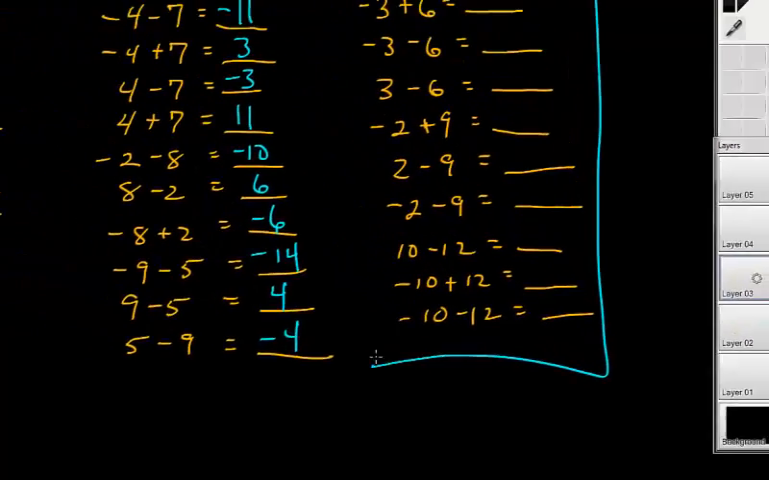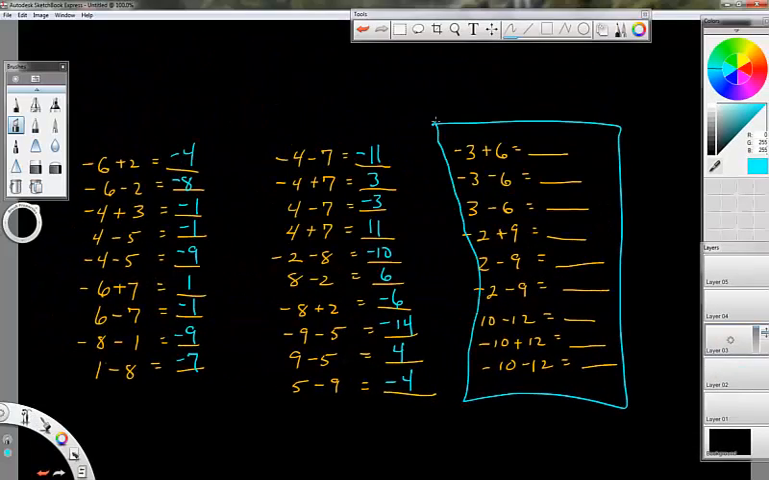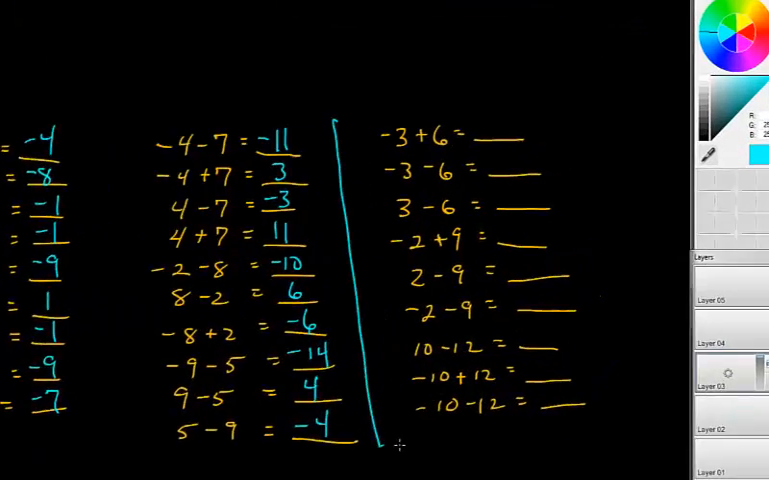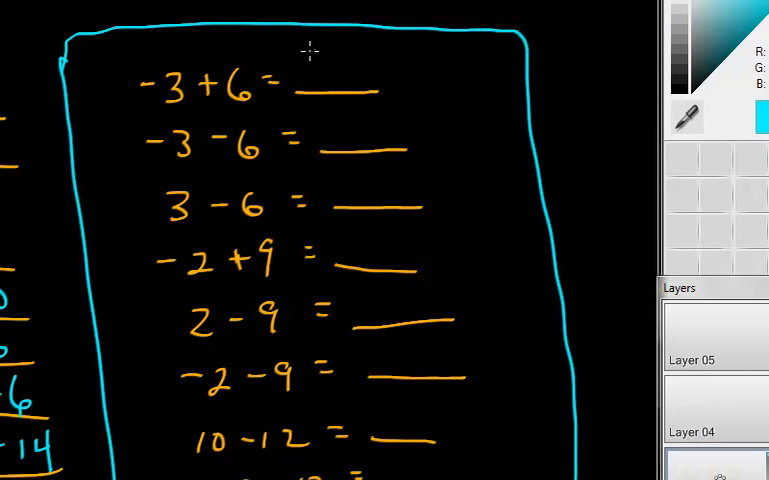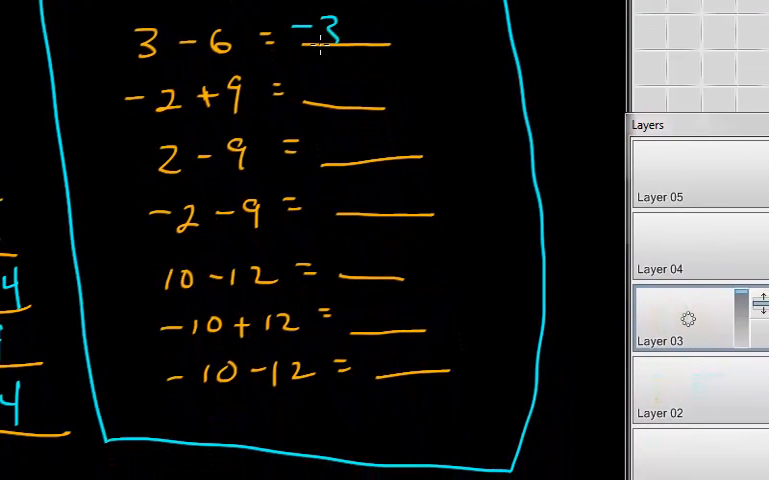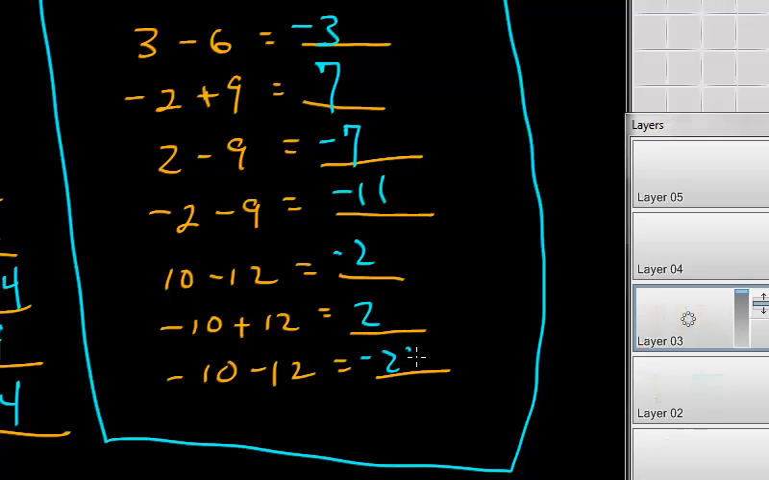On this column, just try that again. This column right here, just making sure this shows up on the zoom feature. So this is going to be 3, -9, -3, 7, kind of running out of time trying to speed this up, -7, -11, -2, 2, and -22. Wow. Let's try that again. -22.